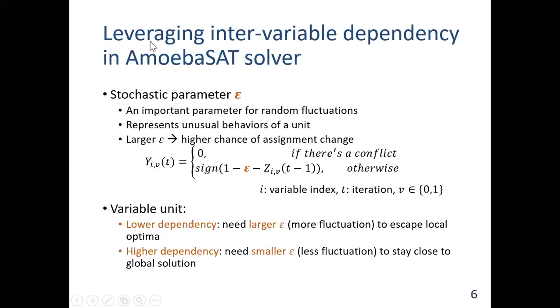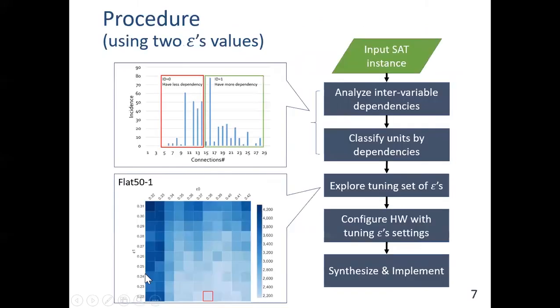Based on the difference in units' influence levels, we propose a leveraging scheme for intervariable dependency through a stochastic parameter epsilon. Epsilon is used for random fluctuations in each unit of Amoeba SAT, which is shown in the formula. It represents the probability of unusual behaviors in a unit, where the higher epsilon is, the more chance that the variable changes its assignment. We consider that if a variable unit has low dependency, epsilon needs to be larger to help escape local optima. On the other hand, for the higher dependency units, epsilon should be smaller to make the assignments stay close to the global solution.